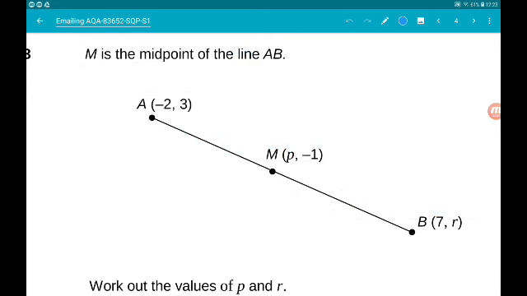Okay, question 3, we are told M is the midpoint of the line AB. Now we know the coordinates of point A are -2, 3. M is P, -1 and B is 7, R. Now we want to work out the values of P and R. So, midpoint coordinates are the mean of the coordinates at the two ends.